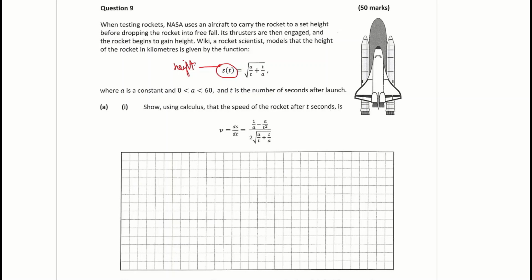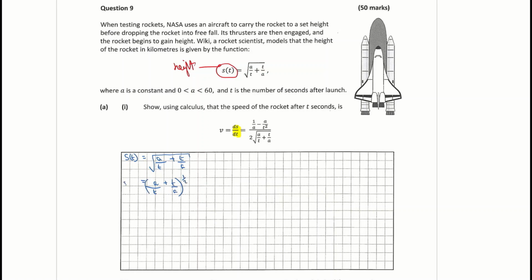So you can see here it's getting us to find ds/dt, so it's getting us to use calculus here, differentiation. So we basically just need to differentiate our function for height, s of t. So that's our first thing we need to do here. To differentiate this function, to get rid of the square root first of all, I'm going to put it to the power of a half. So I'm just taking out my original function and rewriting it to the power of a half.